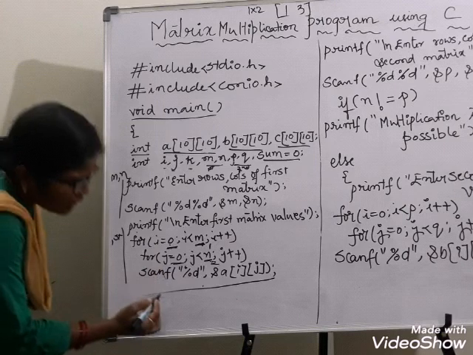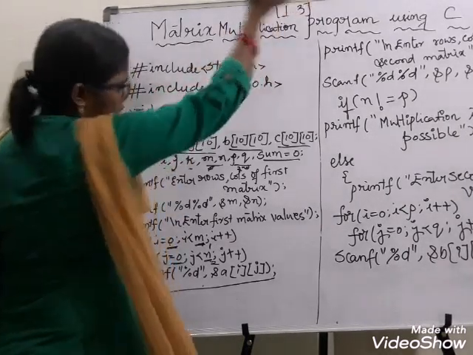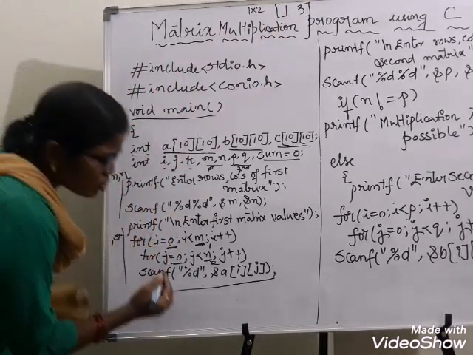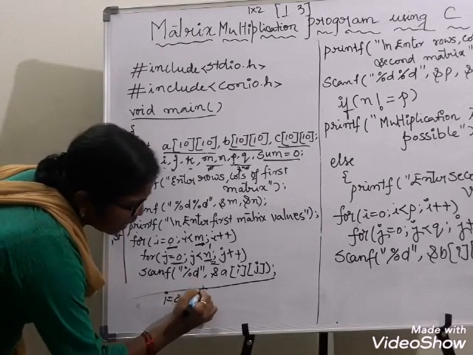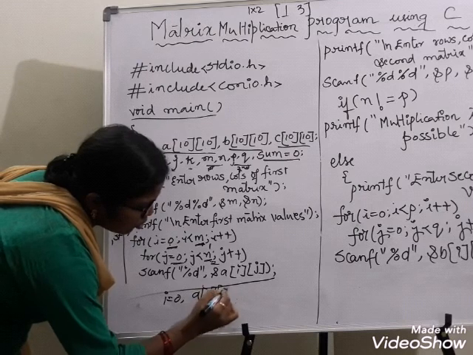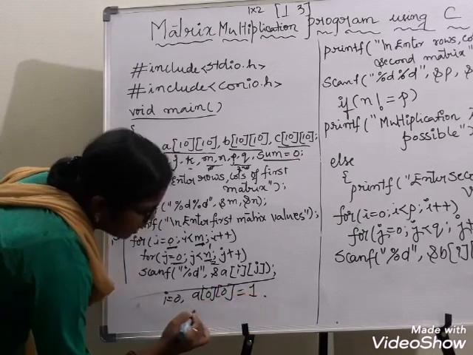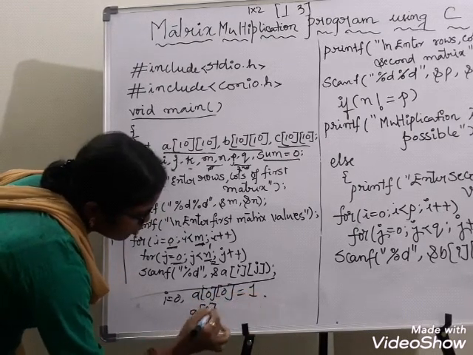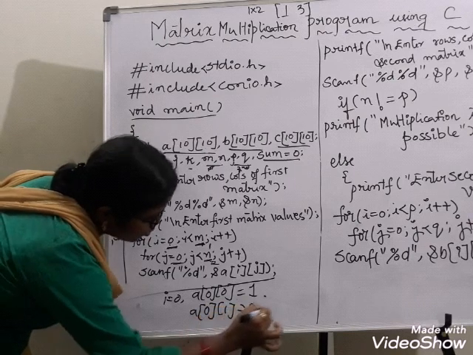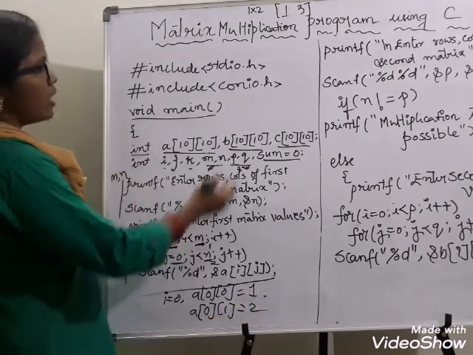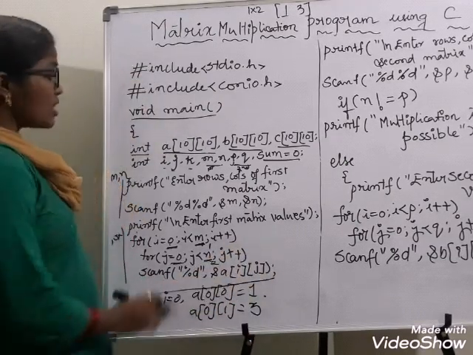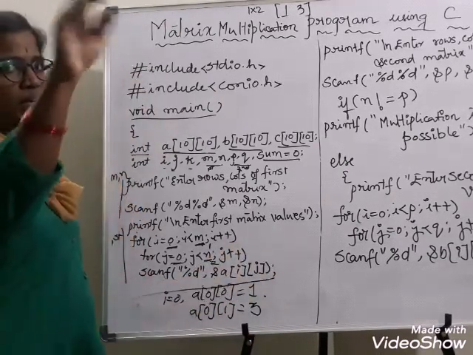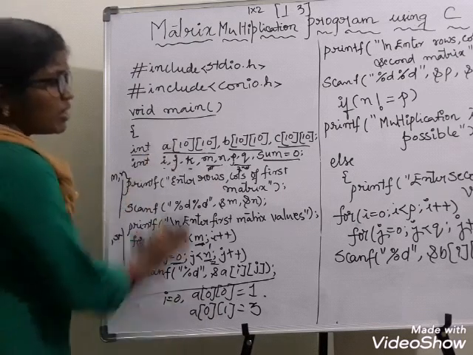So what will you read here? I have taken only 1 by 3, so a 1 by 3 matrix. So for i equals 0, what was it I have taken there? 3. So this is for reading the first matrix. Okay, hope you have understood this part.